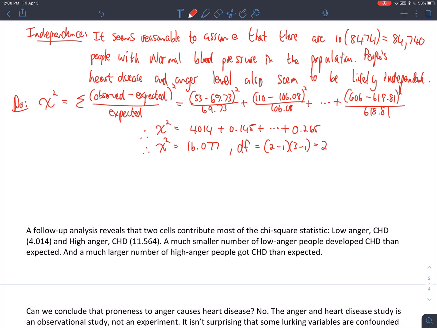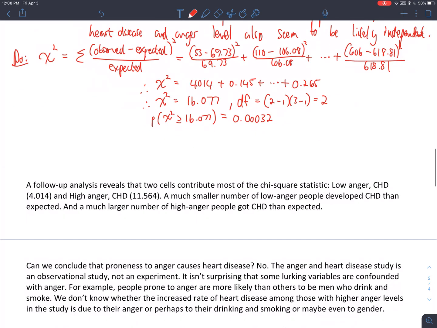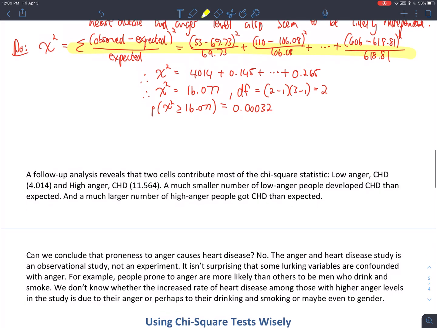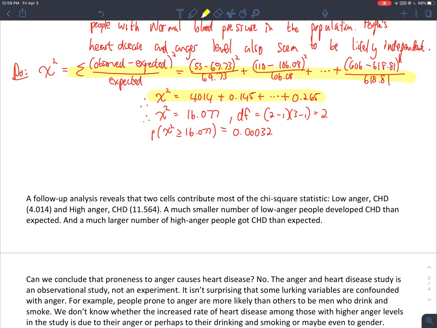Of course, your calculator should have spit all this stuff out. The probability that chi-squared is greater or equal to 16.077 is 0.00032, which is very, very tiny. Okay? So now we have the do part done. Please remember, you need to show all of this stuff. I would like you to show the chi-squared, show the degrees of freedom, and then show your p-value calculation in terms of a probability statement. So nice. And then do your conclude statement.